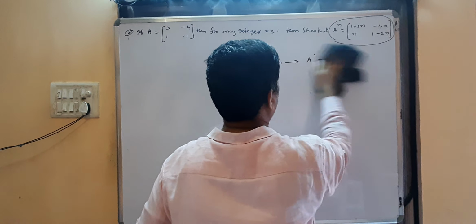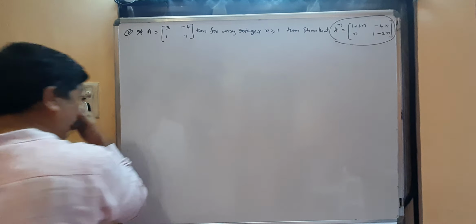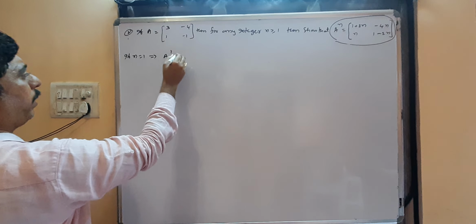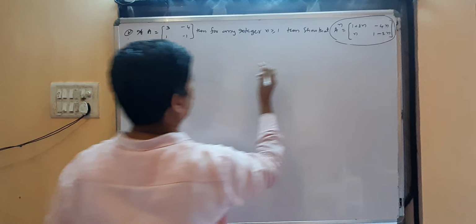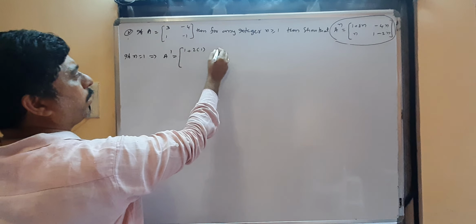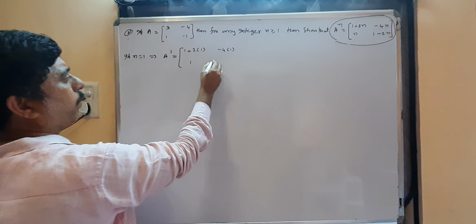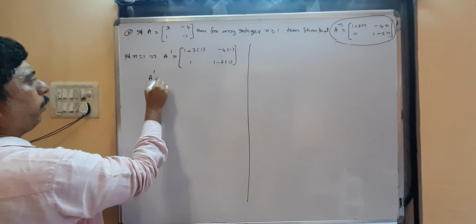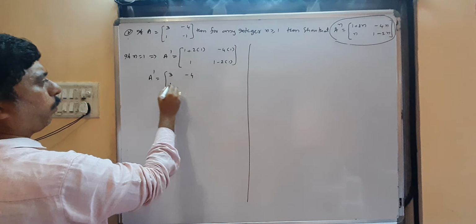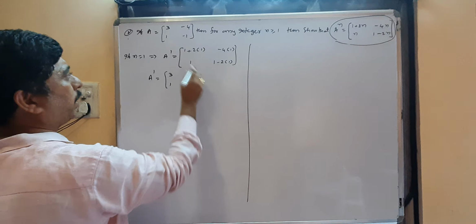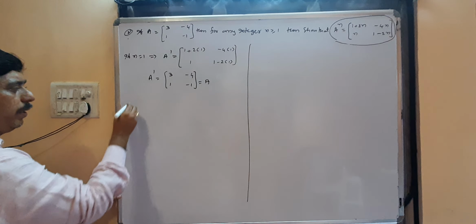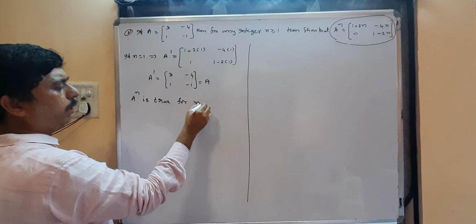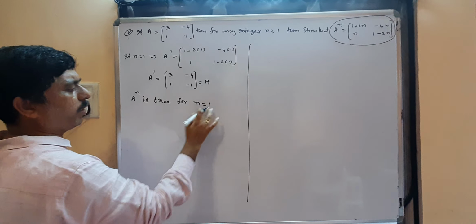Now coming to the problem, n equal to 1. That means A power 1 equal to the right side, in place of n you can take 1: 1 plus 2 into 1, minus 4 into 1, 1 minus 2 into 1. So this is A power 1 equal to 1 plus 2, 3, minus 4, 1 minus 2 is minus 1. This is the given matrix A. So A power n is true for n equal to 1.